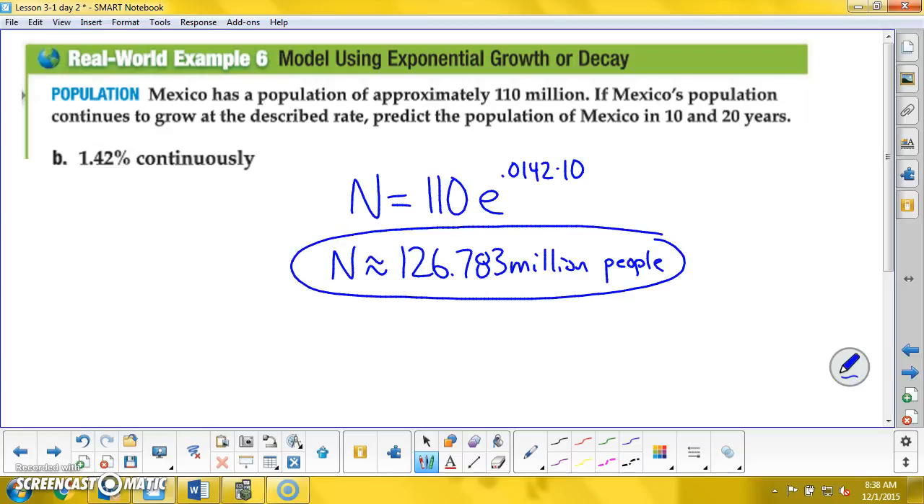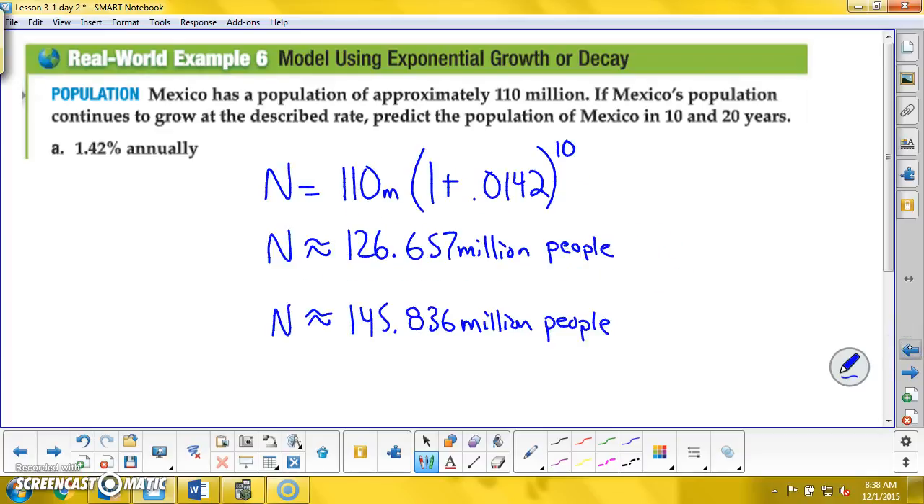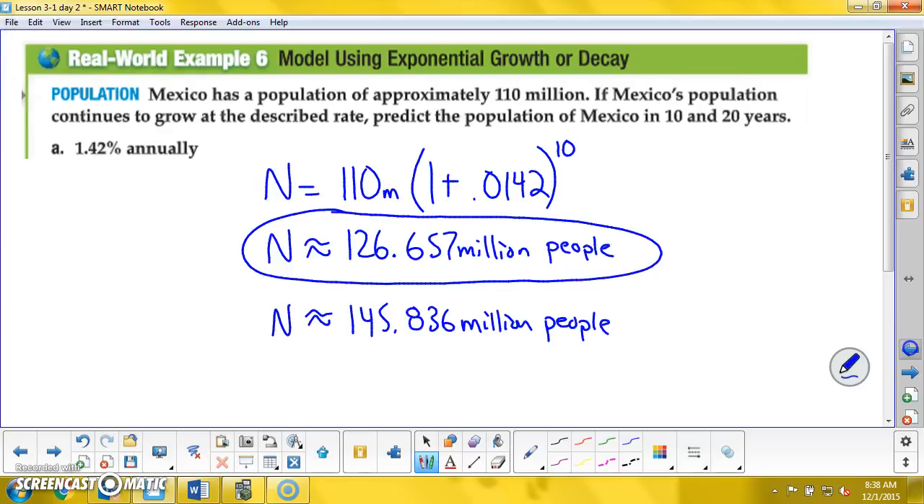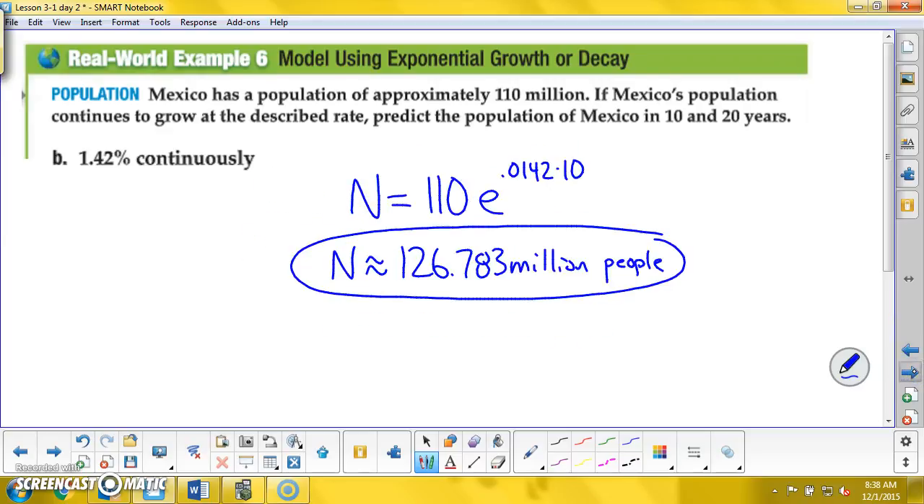Comparing that to, this is compounded continuously, comparing that to this previous problem, the answers are pretty close here, aren't they? 126.657 million people versus 126.783 million people. Obviously, we're talking about a lot of people here, but the answers are slightly different.